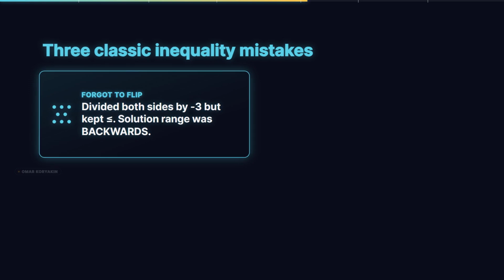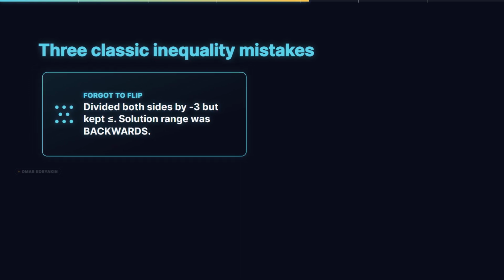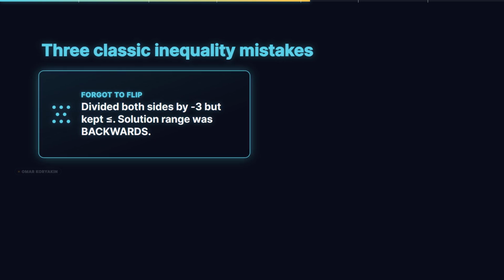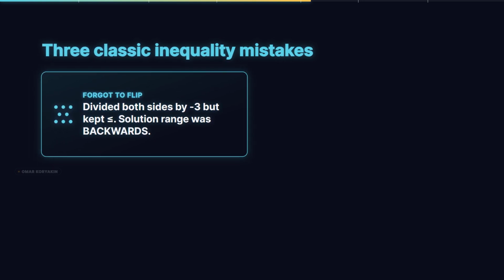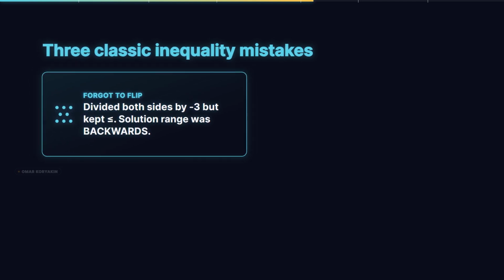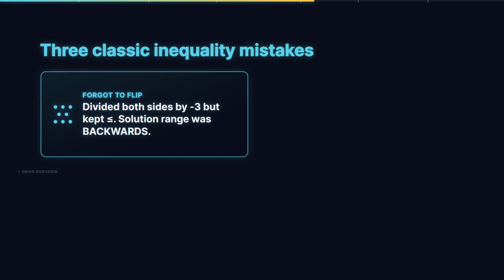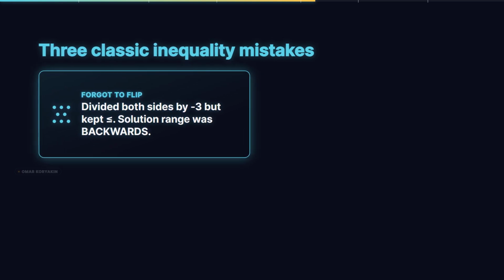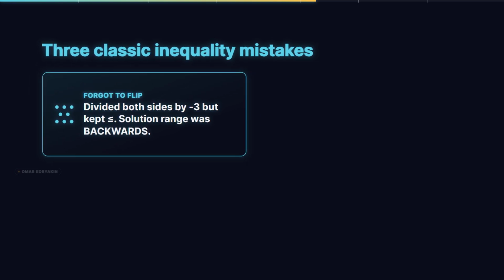First mistake, forgetting to flip the inequality direction when dividing or multiplying both sides by a negative number. A student solves -3x less than or equal to 9 and divides both sides by -3, getting x less than or equal to -3 instead of x greater than or equal to -3.